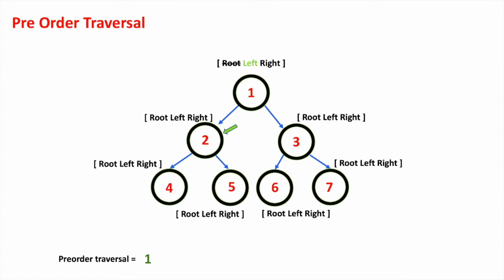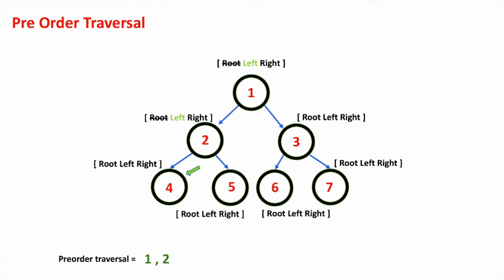Right now node 2 becomes our root element. Again we will follow the same algorithm of printing the root element, so we will print the root element 2. Now we go to the second step of our algorithm, that is traversing the left subtree of the element. So we will go to the left subtree, that is 4, and we will keep on doing the same approach over here.